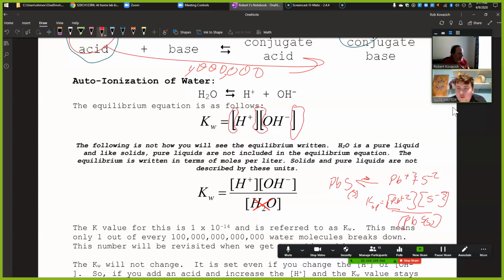It's 100%. So you can't put liquids or solids in an equilibrium expression, because the equilibrium expression is talking about concentrations of stuff. And the concentration of a liquid in a liquid is 100%. There's no concentration of that liquid inside that liquid. And the same thing with solids. If it's a solid, then the whole thing's a solid.